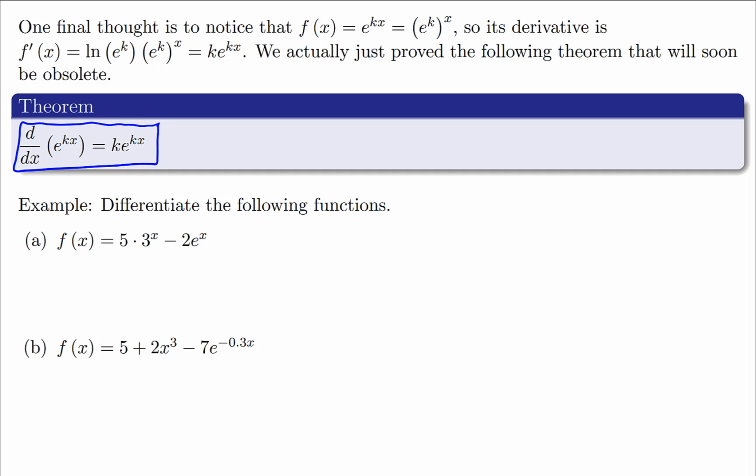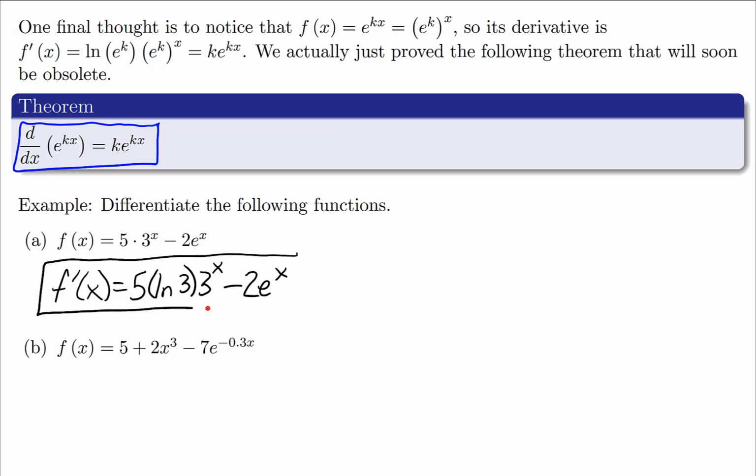Let's do a couple of quick examples. F prime of x. For this one, the 5 is a coefficient, so I'm just going to leave it in front and focus on the rule for 3 to the x. The rule on the previous slide said that for a to the x, the derivative is the natural log of a times a to the x, so in this case we have the natural log of the base 3 times 3 to the x. We also know that the derivative of e to the x is just e to the x.